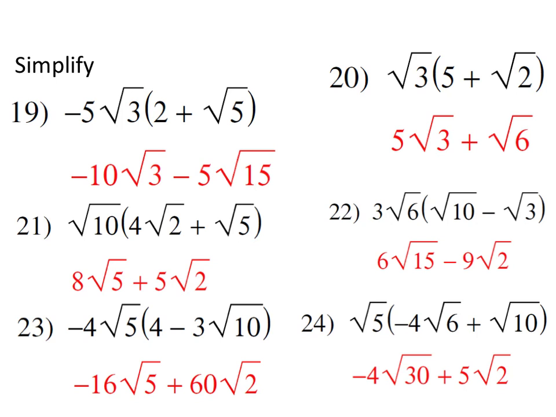Don't forget you can switch these. Like the first one we have up there, -5 times the square root of 15 minus 10 times the square root of 3. That's still good, it's just in a different order, and that's going to be okay for now.